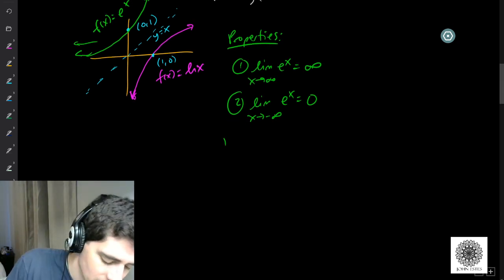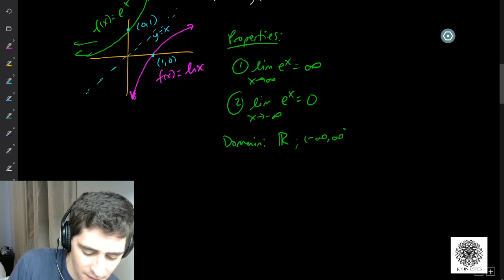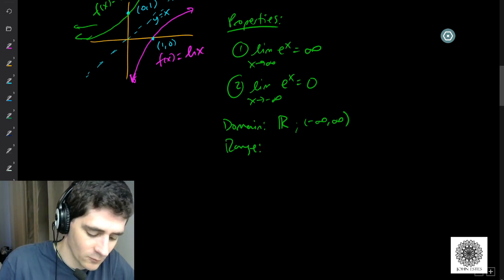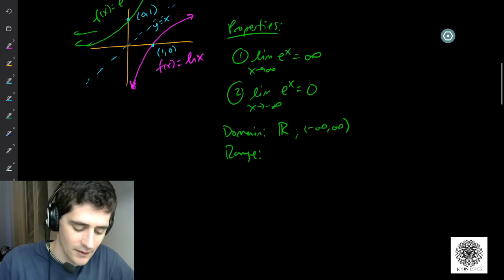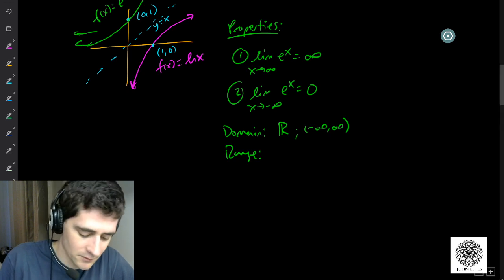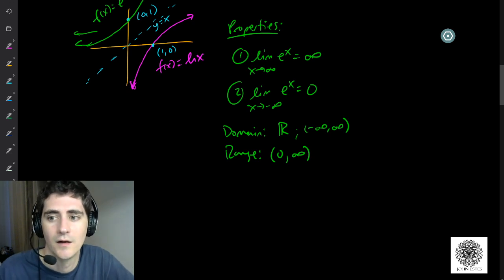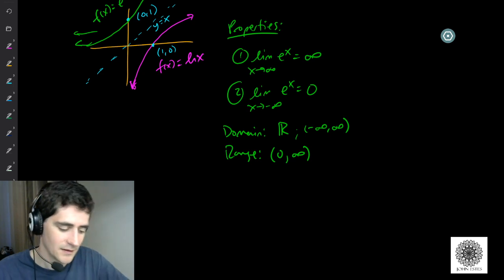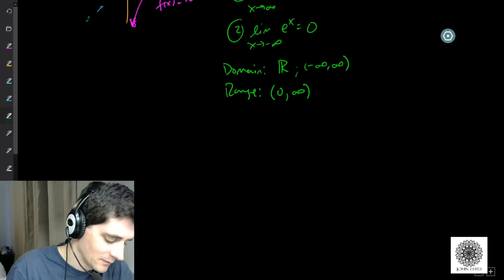Okay, now the domain. What kind of things can I plug in here? I can plug in anything. So negative infinity to positive infinity, all real numbers, is my domain. The range: what kind of y values can I get out of this thing? Well, notice I'm never below the x-axis, right? And I can actually never hit 0 itself. So the range is 0 to infinity, non-inclusive. Okay, so there are the properties that I needed to know about e to the x, or some of them anyway. We're going to keep going over some more.